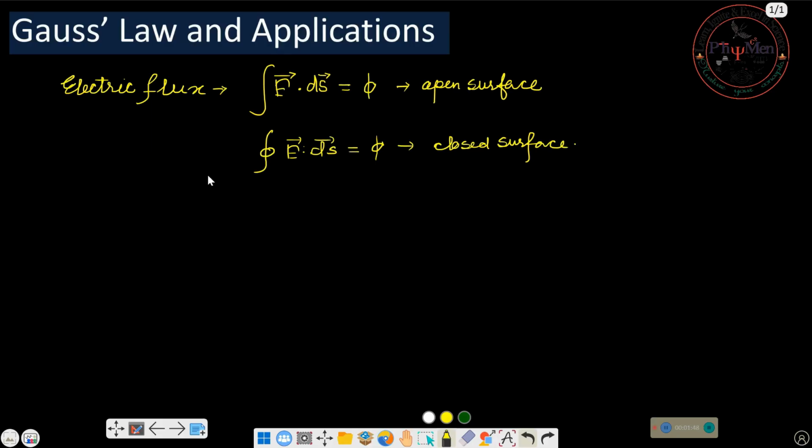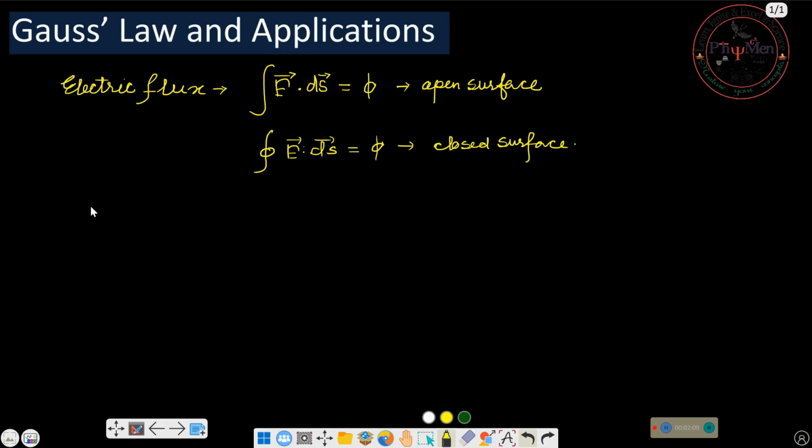So we all know that area is a vector quantity. For an open surface, the direction of the area vector is normal to the surface. For a closed surface, it is also normal to the surface and away from the surface.